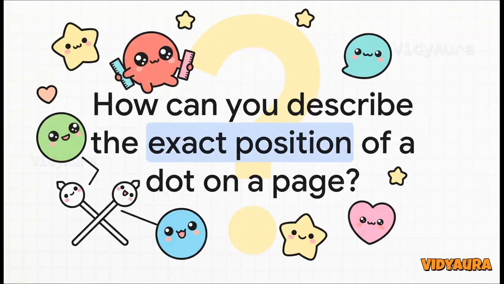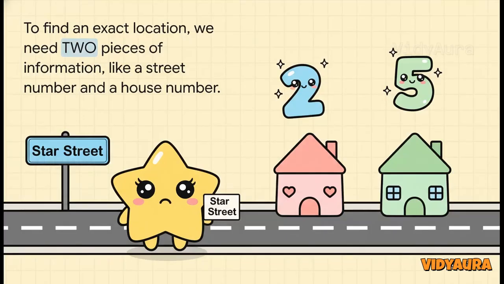Okay, picture this. You've got a single dot on a blank page. If I asked you, hey, where's that dot? You might say something like, it's kind of near the top, or it's on the left. But that's not very precise, is it? We need a way to find its exact spot. Well, the solution is actually pretty simple. You need two pieces of information. Think about it. When you're looking for a friend's house, you need the street name and the house number, right? Just knowing one of them isn't enough to find the door. It's the exact same idea here.